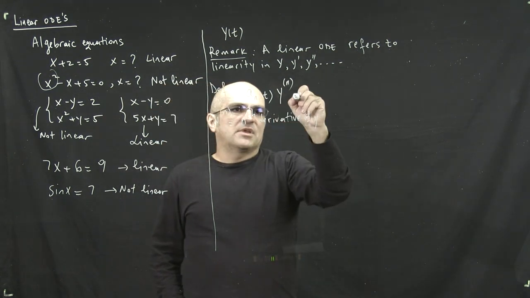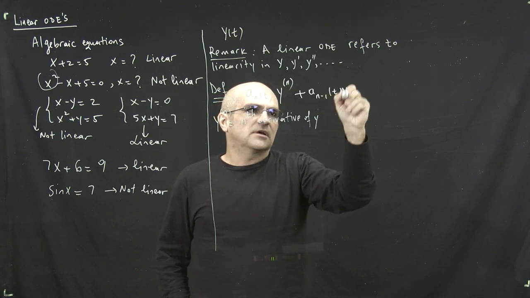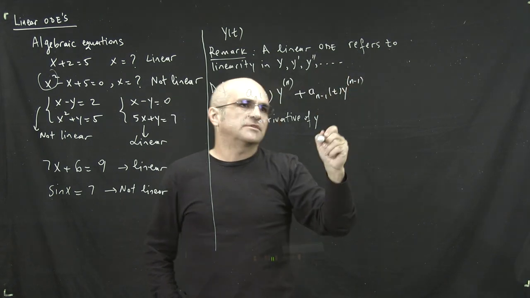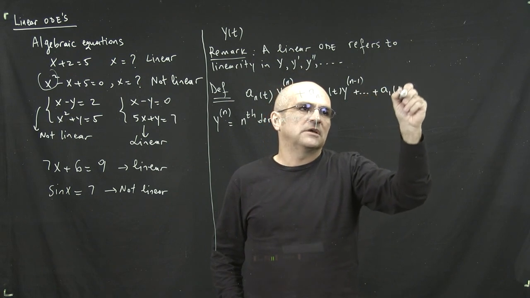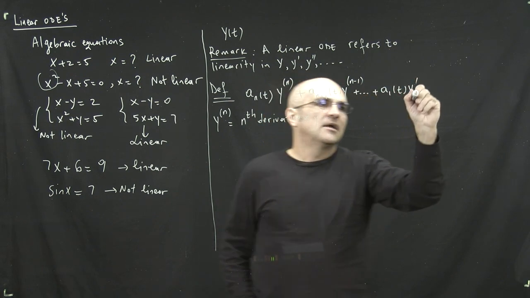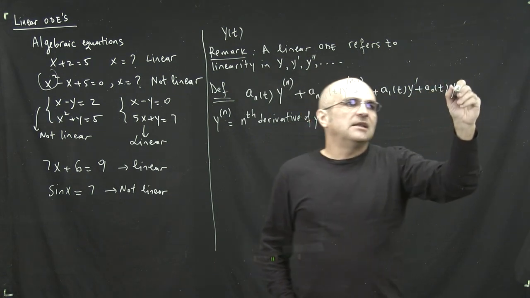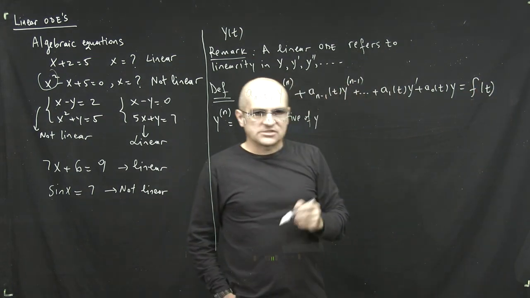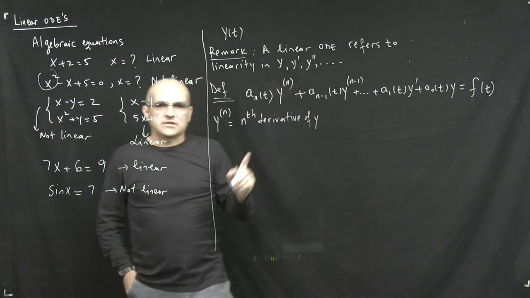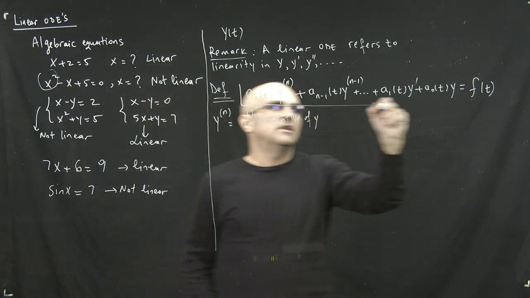And then another combination like this, right? So then you may have another function of t and then the (n minus 1)th derivative, and you keep on going until you have a_1 of t times y prime, maybe some function of t times y, and then maybe a term by itself with no y, just a function of t, which you can write on the right hand side. So this is the standard form of a linear ODE.